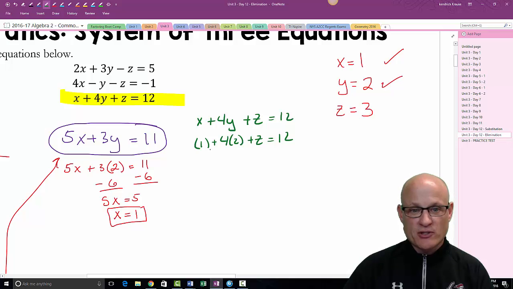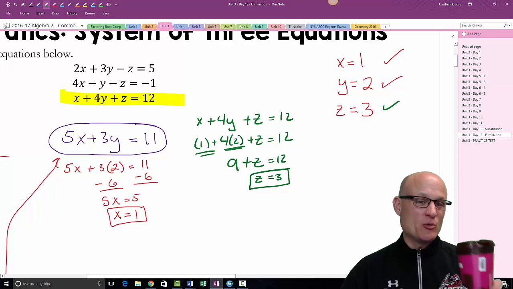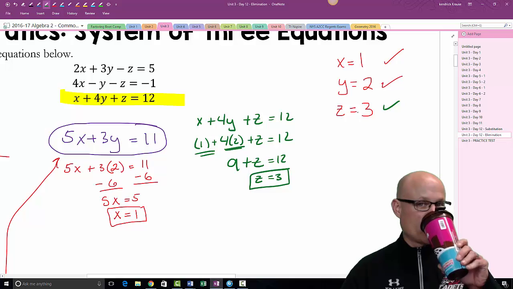And hopefully z turns out to be 3. So this is 6 plus 1. Oh, this is 8 plus 1. Ooh, got a little nervous there. 8, 6. This is 8 plus 1. That's 9 plus z equals 12. Subtract 9, I get z equals 3. So that is something we did way back in Unit 1. 3 equations, 3 unknowns.